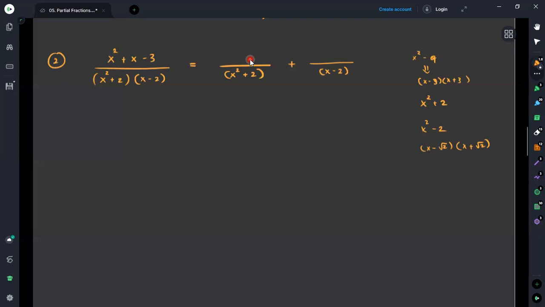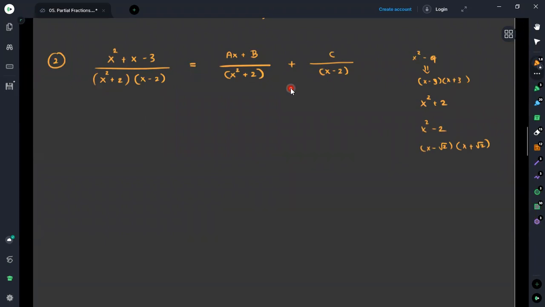But here the degree of the denominator is 2. Therefore, the maximum possible polynomial that we can have in the numerator is a linear function, ax plus b. So over x squared plus 2 in the denominator, the numerator will become ax plus b, which is a linear expression. Then we have the next value as c. Therefore, this is the technique we have to use if we have irreducible factors in the denominator.